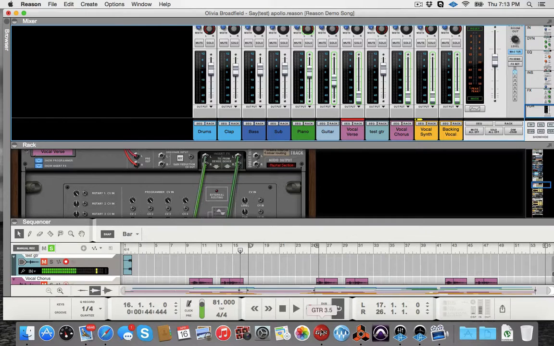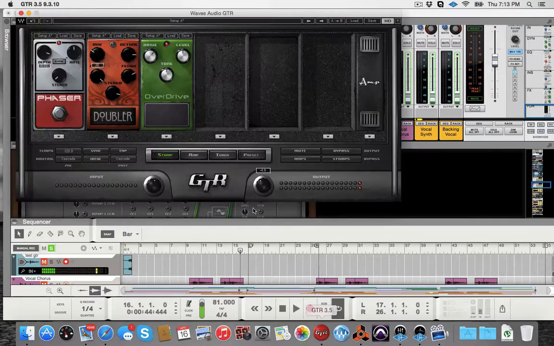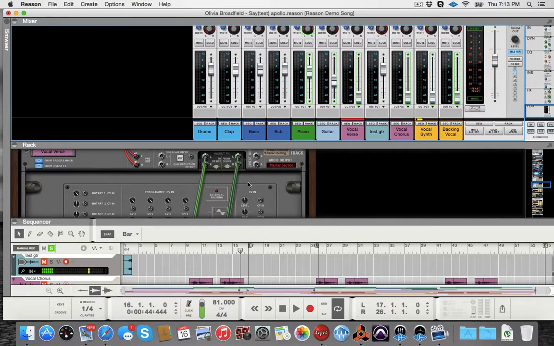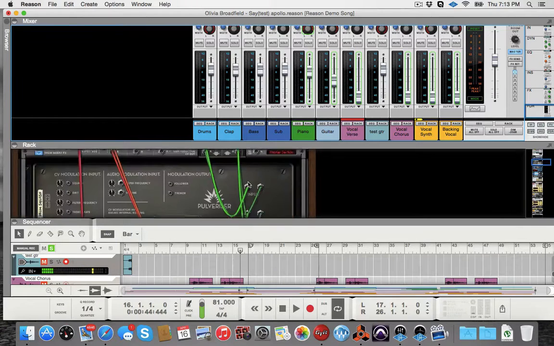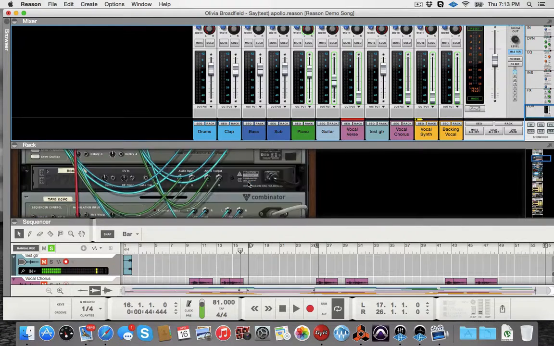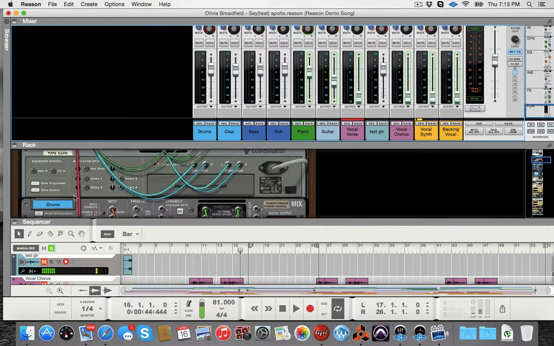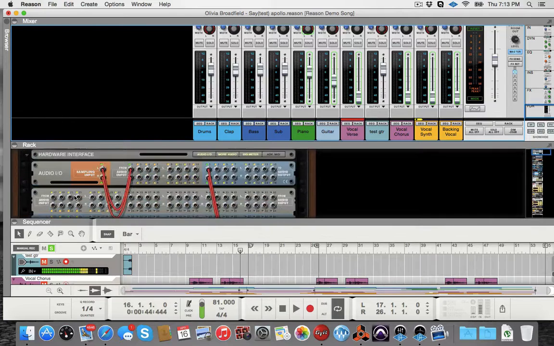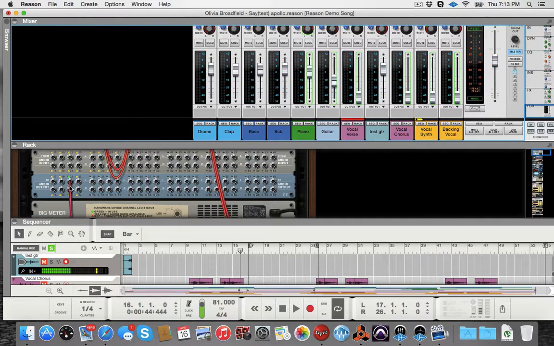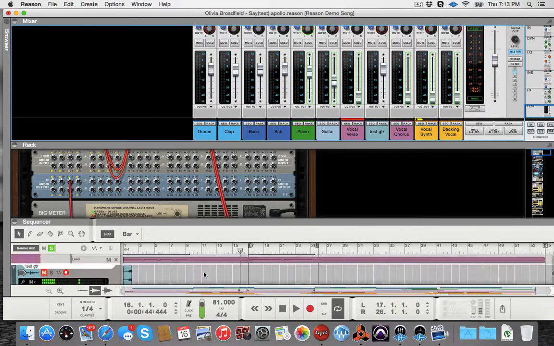Like the only one that I could think of right now is this one. I have the GTR from Waves, which is like a guitar effect, a pedal board. And what I did was I took the same demo song and I did basically the same procedure. I took the vocal and I have it going out through 21 and 22, just like in the previous video. And what I did was in the console itself.